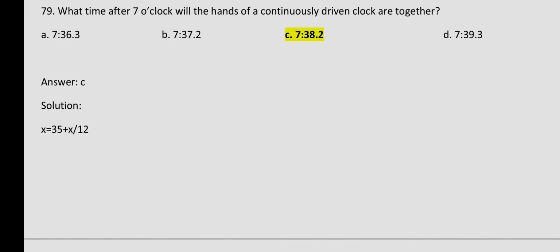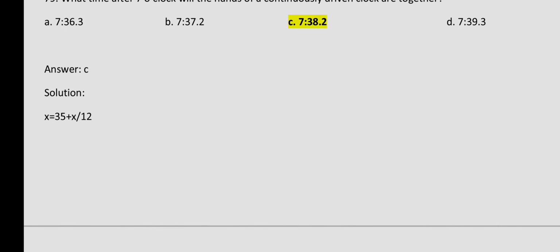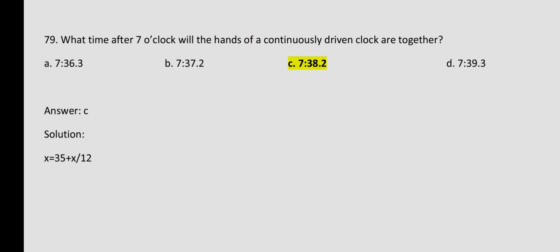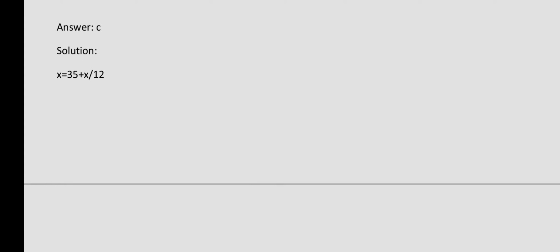Kasi 7 o'clock, yung minute hand mo ay nasa 35. Automatic yan, magpa-plus ka ng x over 12. And then, gagawin mo, magiging 11 over 12 x equals to 35. Kaya makuha mo dyan is 38.2 minutes yung excess mo sa oras ng alas 7. Kaya ang time mo ay 7:38.2 o'clock. Pag lumabas yung tanong na yan, yan ang sagot, letter C. Or pag lumabas tong solution, ganyan lang kasimple gawin yan. Okay, clock problems.